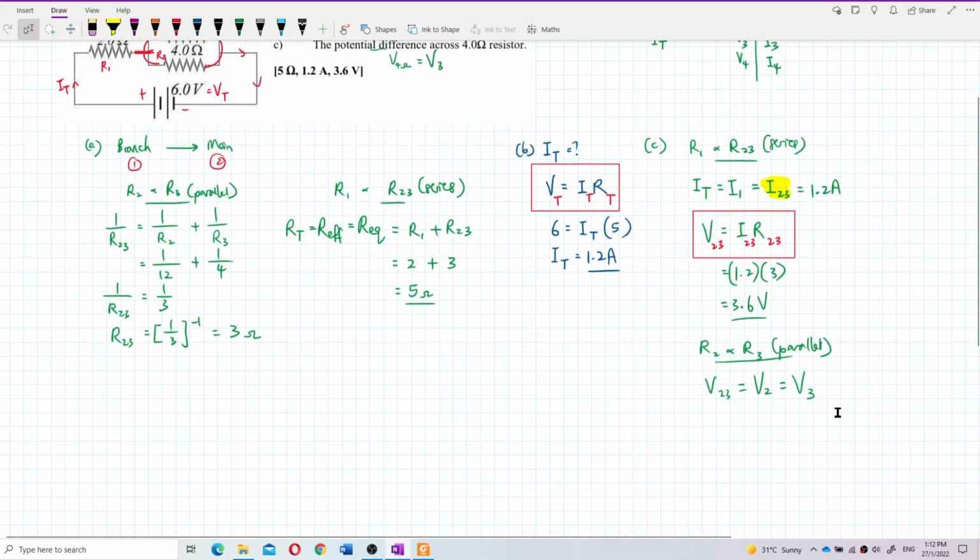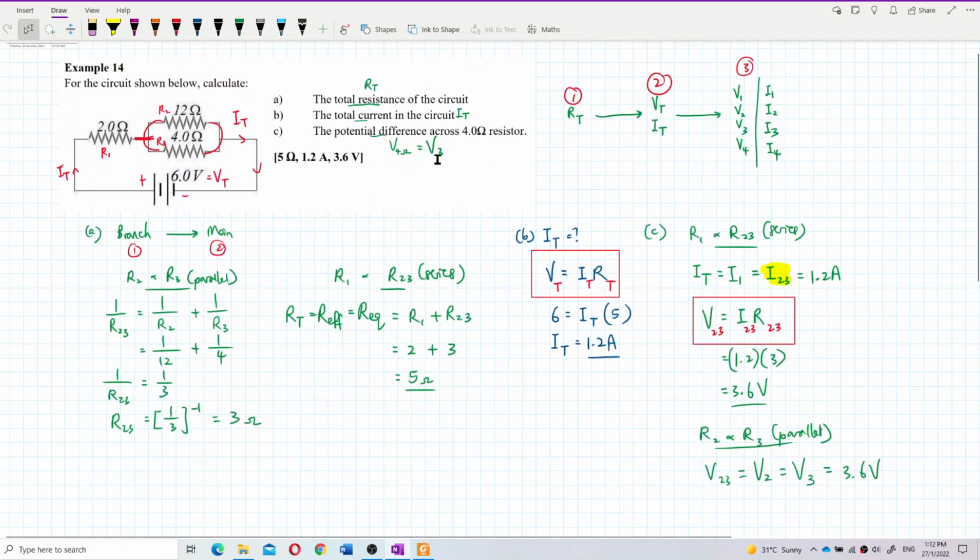And it is equal to V23, which we just got, 3.6 volt. What do I want to find? I want to find V3. I think I have V3 already. So V3 is 3.6 volt because it is equal to V23. Okay, so I think I got all the answers. Am I right? Check the first answer, A. A is 5 ohm, that's correct. And B, the total current is 1.2 ampere, that's correct also.